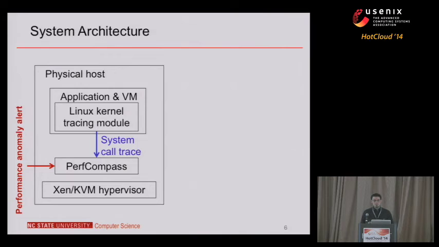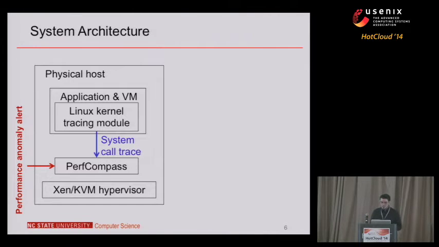So here's a more detailed view of how we actually do our analysis. What we can see here is we have a physical host, and that physical host has an application with a VM. Now, in this simplified example, we just have one application in a VM, but there could be multiple applications and VMs running here. And that VM has been instrumented with a lightweight kernel tracing module. We used LTTng for our experiments. And what we do is we continuously trace these system calls. And when this performance anomaly happens, we pass that into PerfCompass to do its analysis.